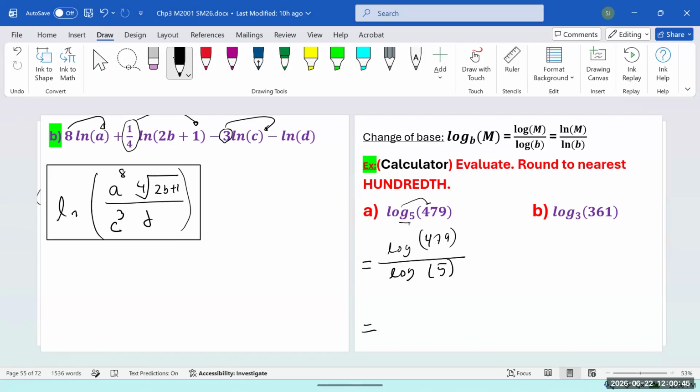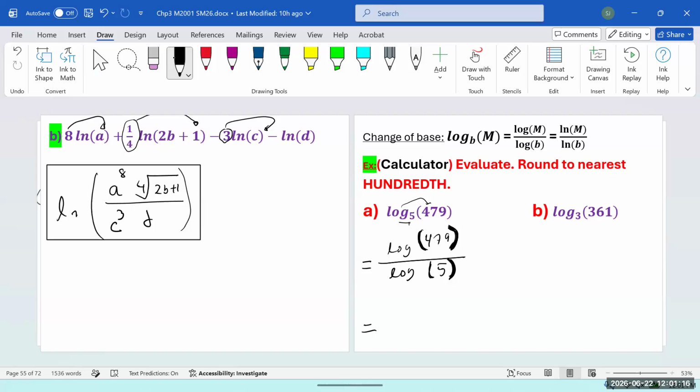And be very careful when you punch in this one. Anytime you click on log, this is already built in. But this one, you have to put. So make sure to close your parentheses. The left parenthesis is built in, but the right one is not. So you have to close the right parenthesis by yourself. Otherwise, the calculator will read log differently.